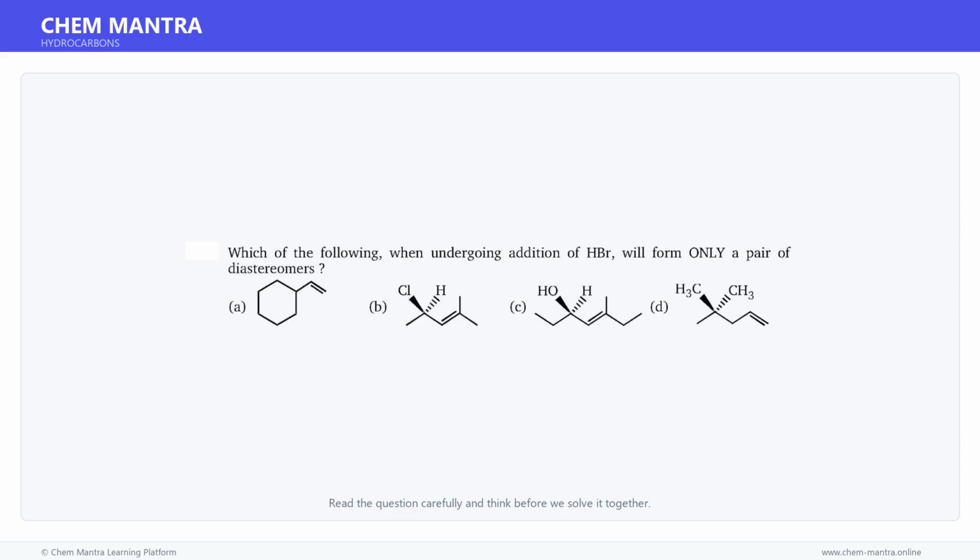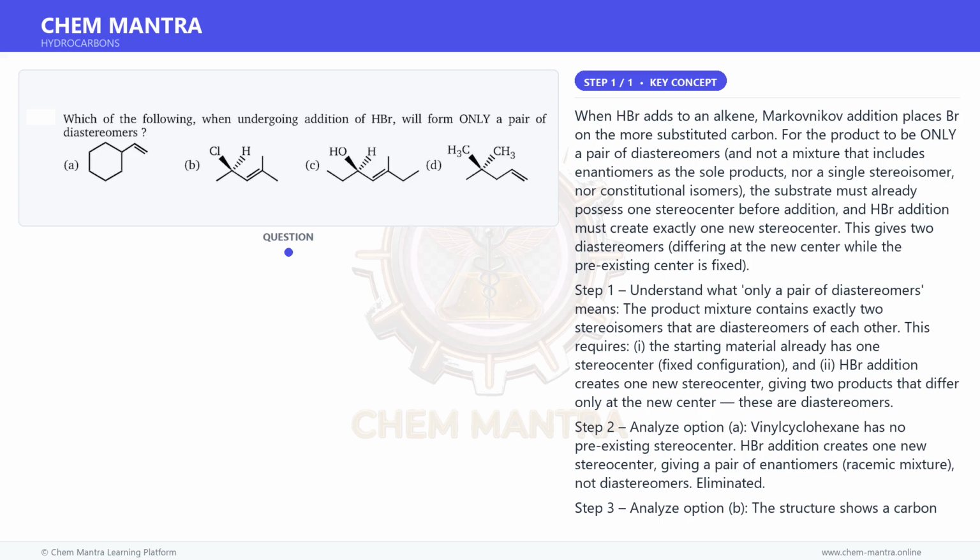Here is a question. Read it carefully and think about the answer. Let us solve it step by step. Let us first understand the key concept here. When HBr adds to an alkene, Markovnikov addition places Br on the more substituted carbon.